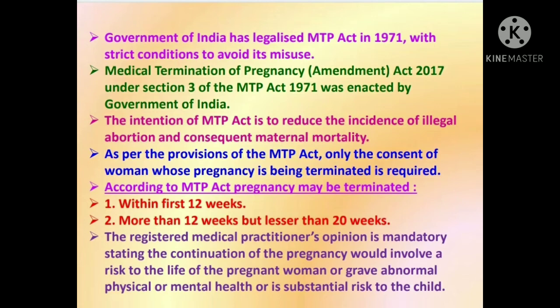Now in this slide we will see what is next. The Government of India legalized the MTP Act in 1971 with strict conditions to avoid its misuse. The Medical Termination of Pregnancy Act, under Section 3 of the MTP Act 1971, was enacted by the Government of India. The intention of the MTP Act is to reduce the incidence of illegal abortion and consequent maternal mortality.